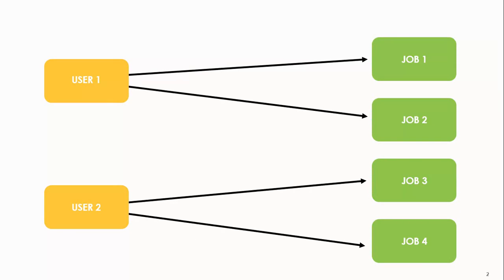And remember, these two tables are related to each other using the one-to-many Eloquent relationship. That means one-to-many uses the hasMany and belongsTo for relation. So a user has many jobs and each job belongs to a user. So let's see how this is done.